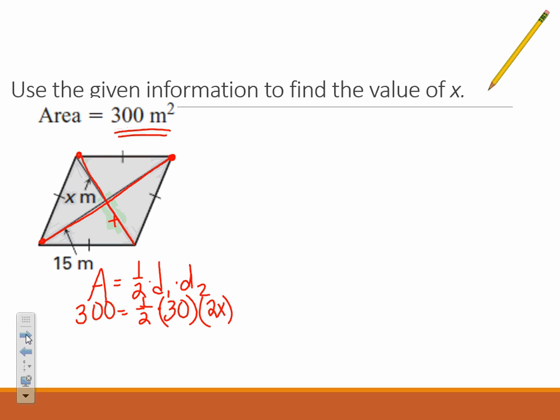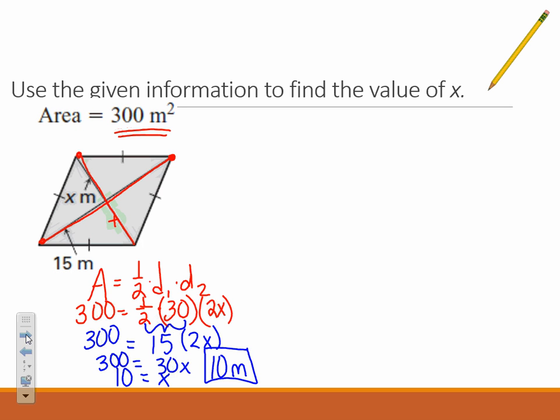So now if I look at my equation and I'm wondering, how can I solve for x? This involves recognizing how to undo certain things. If you wanted to, you could multiply your 1/2 times 30 and make it 15. And we still have 2x right here. Then you could take 15 times 2x, which would make it 30x. And then we could divide by 30. X equals 10. So I know my missing measurement is 10 meters. That's one way to do it.